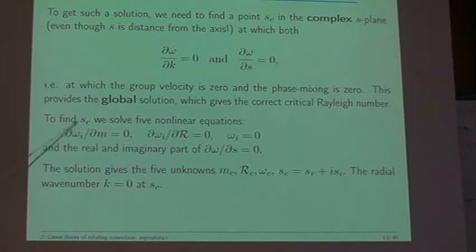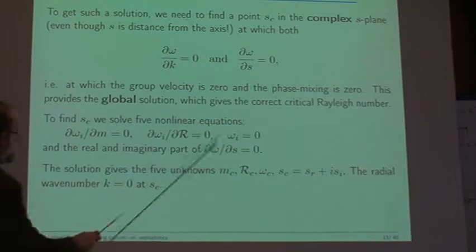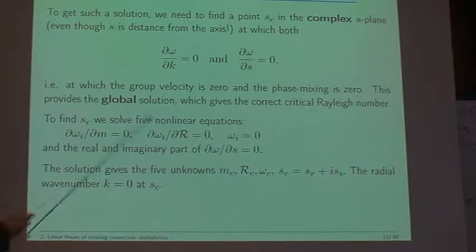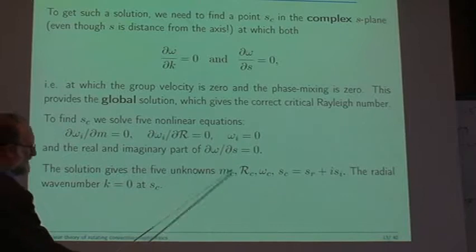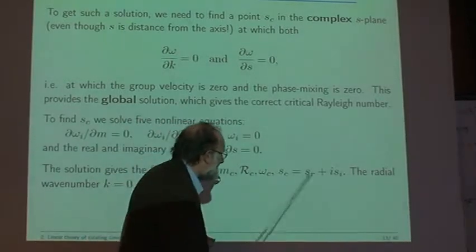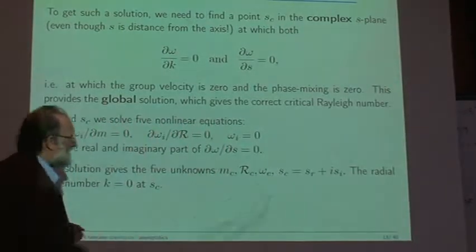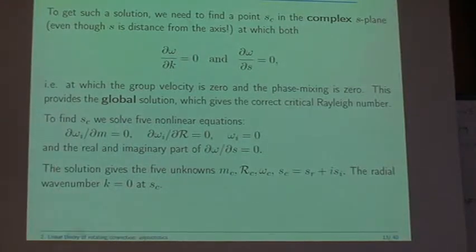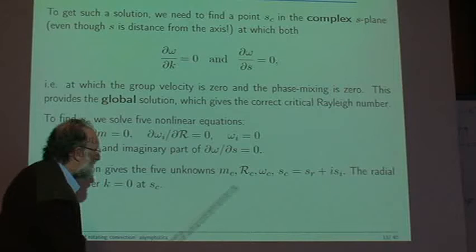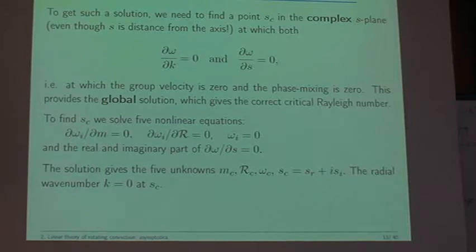So then to find this SC that's in the complex plane, we have a recipe here, which is essentially these 5 equations. So we have 5 nonlinear equations for 5 unknowns. And to cut a long story short, you just go ahead and solve these things, and you end up with the critical wave number, the critical Rayleigh number, the critical frequency, and the real and imaginary parts of this SC. And those are not really physical things, that's just a point in the complex plane. But these are all physical quantities which are relevant to the solution.